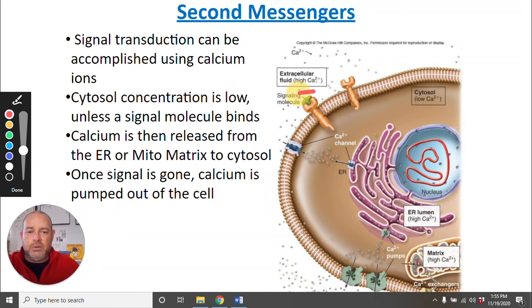If a signal binds, if you get this signaling molecule, then calcium is going to be released from the ER or from the mitochondrial matrix. So we're going to get this calcium coming out, and it's going to flood the cytoplasm with calcium. And then once the signal is gone, the calcium will get pumped all the way out of the cell, and the levels will get returned to where they are supposed to be. We'll talk more about calcium as we go, but just remember calcium is a good second messenger. It can activate certain things to happen as well.